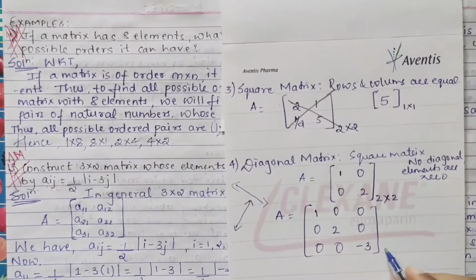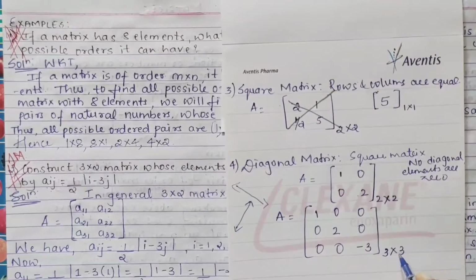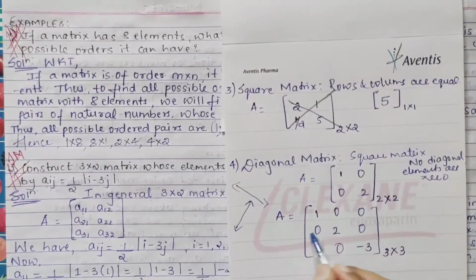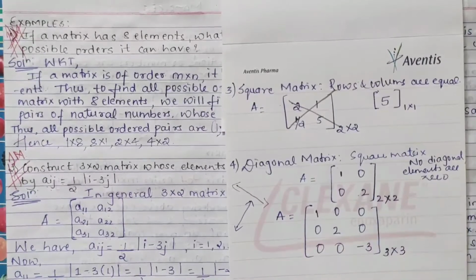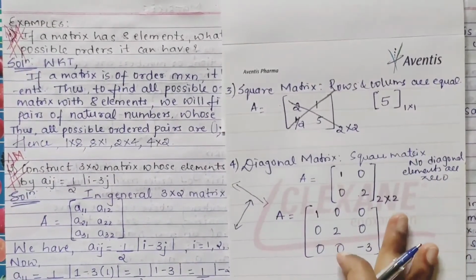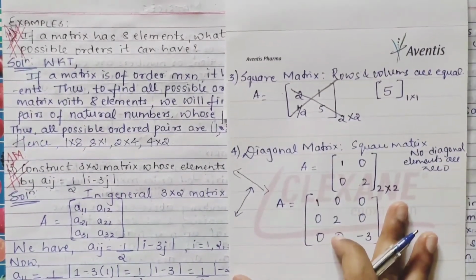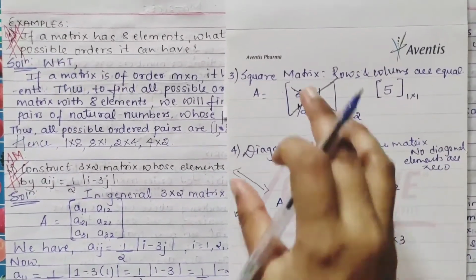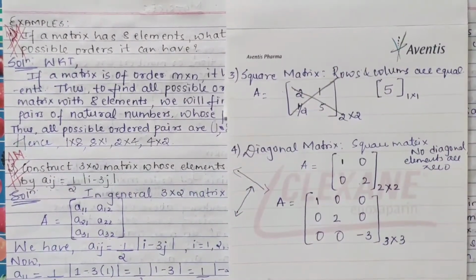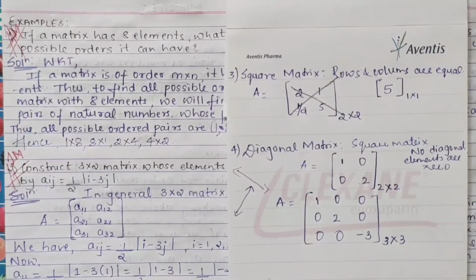This is of which order? 3 cross 3. As you can see, it is a square matrix. Rows are 3 and columns are also 3. Simple. These terminologies are very simple. Just by me showing this, you can understand it. You can remember it very quickly.